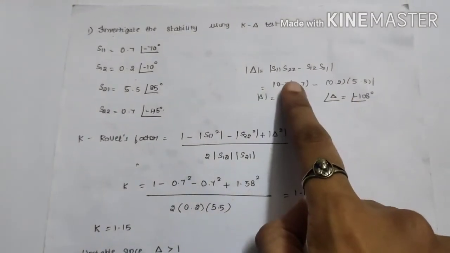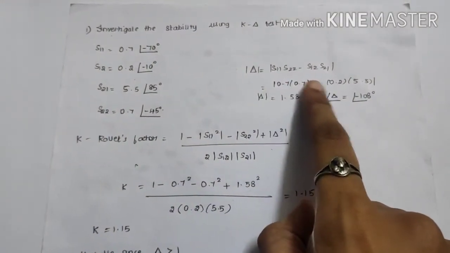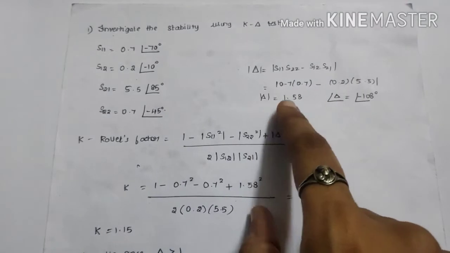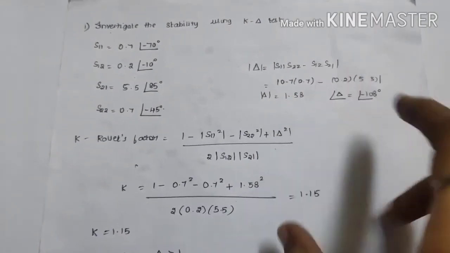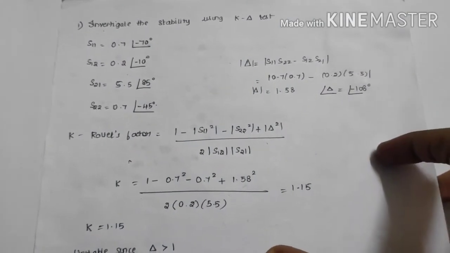Similarly, delta is S11 S22 minus S12 S21. Find the modulus, it is given to be 1.58. So since the value is greater than 1, we conclude this to be unstable in nature.